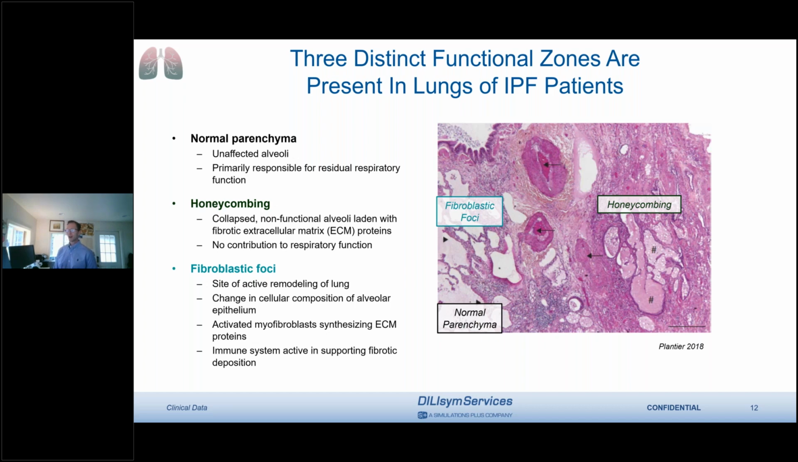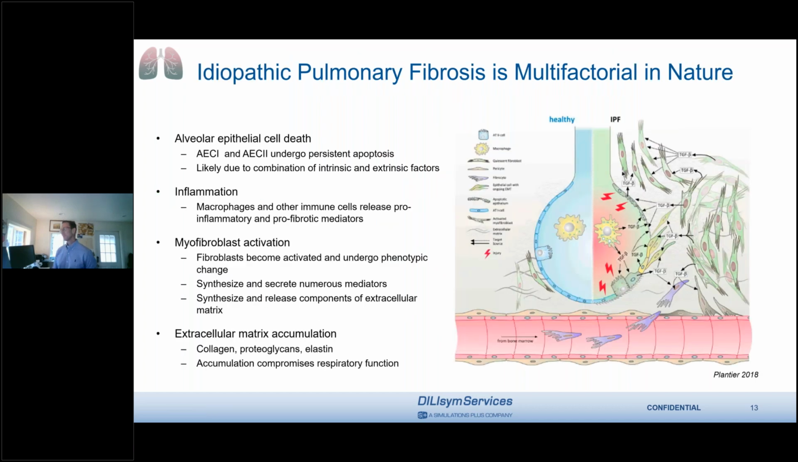You also have the ongoing damage to the alveolar epithelial cells. And that concoction, if you will, leads to that fibrotic impetus. Now, this is also where treatments are applied, because this is really where all the action is. This figure by Plantier 2018 helps describe what that action is within the fibroblastic foci.